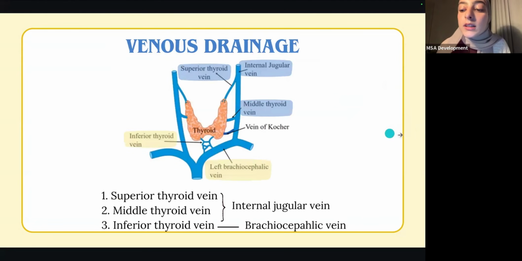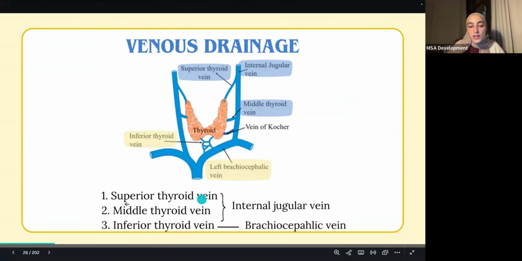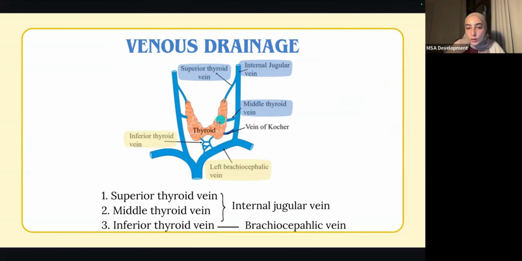I don't think it's that high yield, but I'm adding it just to be inclusive. You have the superior thyroid vein, middle thyroid vein, and inferior thyroid vein. And where do they drain? The superior thyroid vein and the middle thyroid vein drain into the internal jugular vein. And the inferior thyroid vein, from below, goes to the left brachiocephalic vein. I think just know this in case they ask you, but I don't think it's that important.